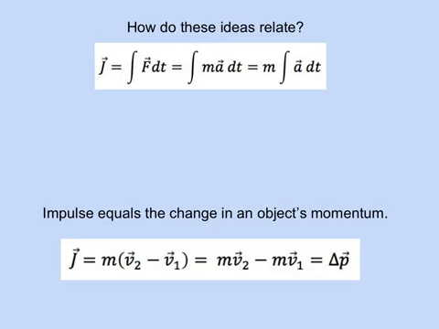All right, let's delve a little bit deeper into the exact connection between impulse and momentum. Again, the phrase is that impulse equals the change in an object's momentum. So why is that? Well, if impulse is the integral of F dt, and a force can be expressed as an object's mass, which is constant, times its acceleration, you can pull that mass out of the integral, and we're just left with this.